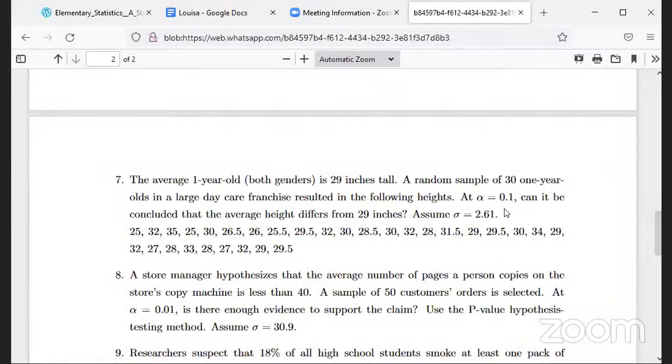The question is, at this 0.1, can it be concluded that the average height differs from 29 inches? So there's either a yes or no. It is either yes, the average height differs from 29 inches, or no, the average height does not differ from 29 inches. So this is going to be a question based on hypothesis.